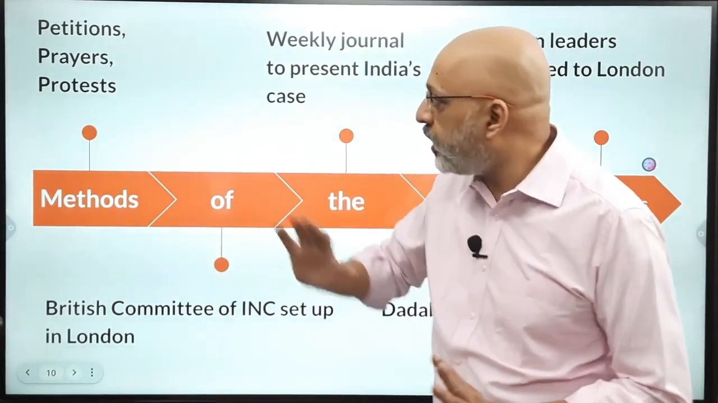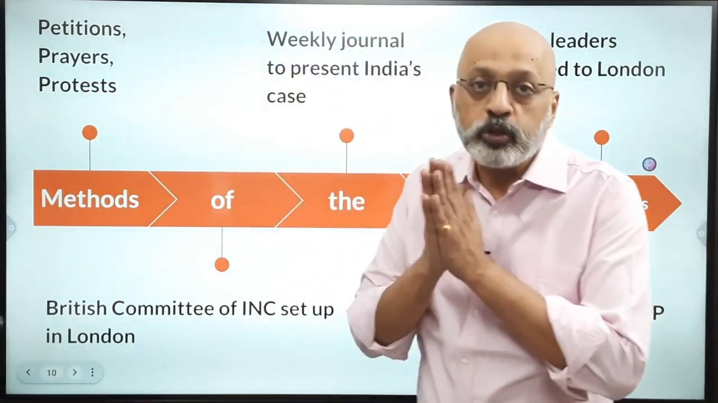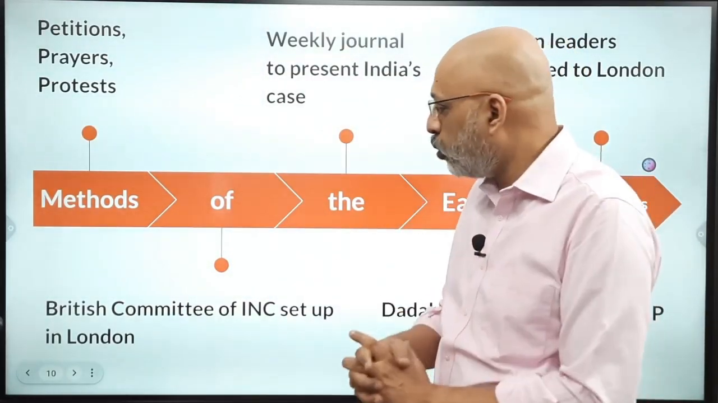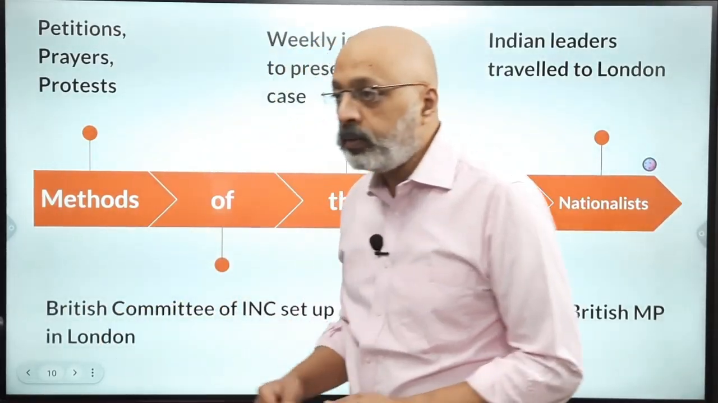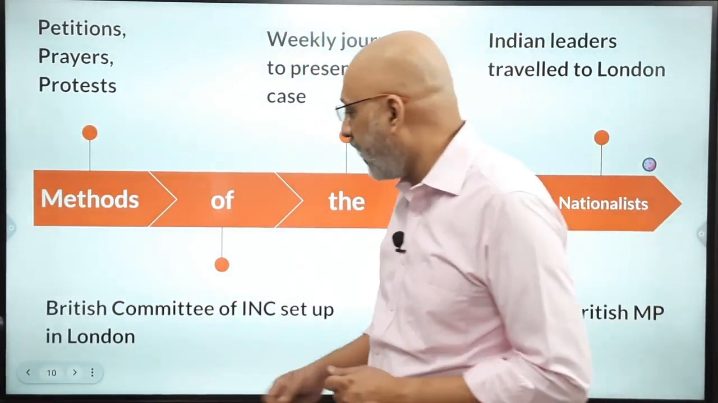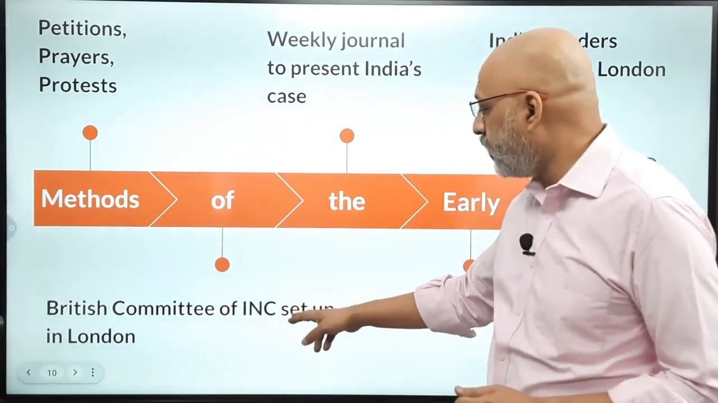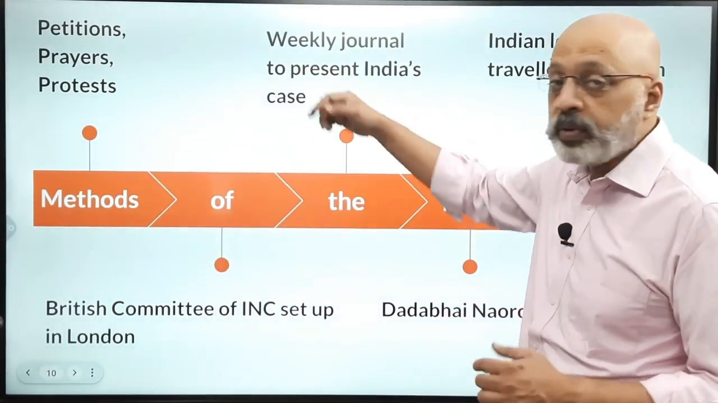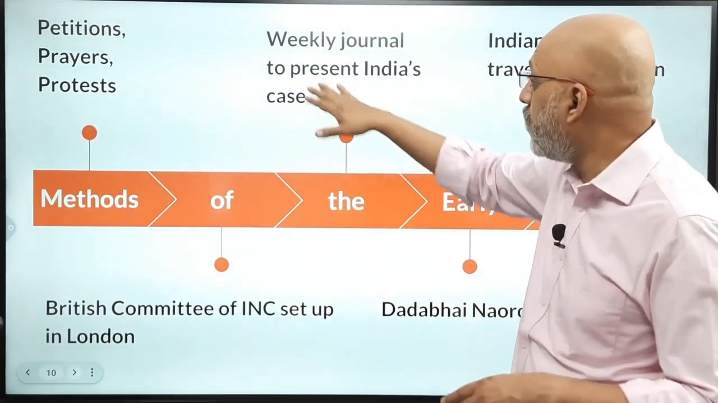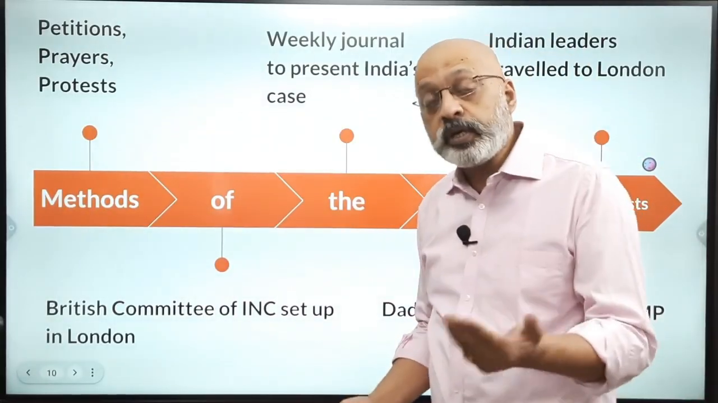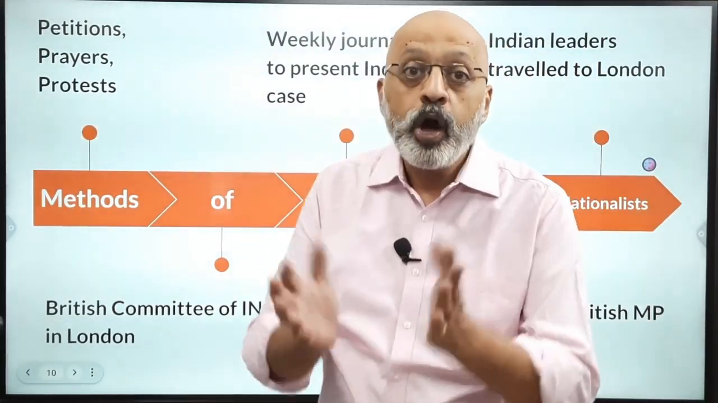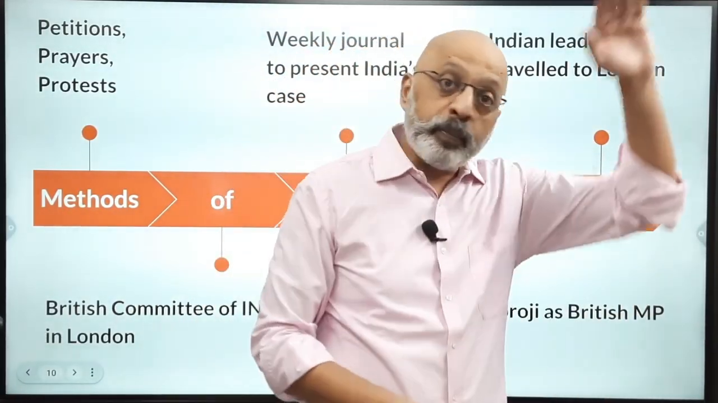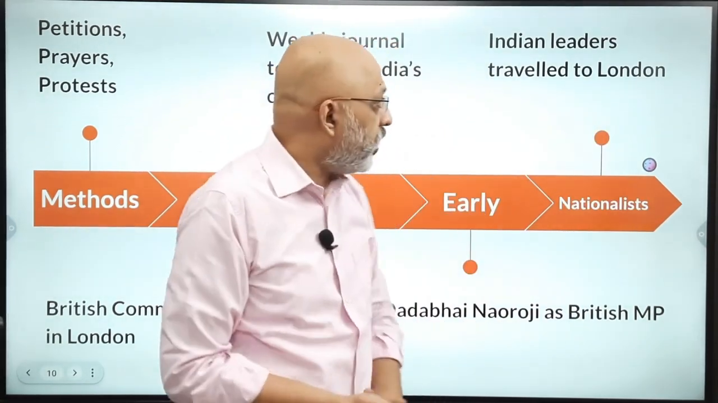They would protest peacefully, they would give a petition, and they would also pray to the Sarkar, please do this. Then in 1889 they set up the British Committee of the Indian National Congress in London. That was important, and they started coming out with a weekly journal called India to present India's case in Britain, so that people in Britain should be aware of what is the real situation on the ground in India, which people sitting in London may not be aware of.